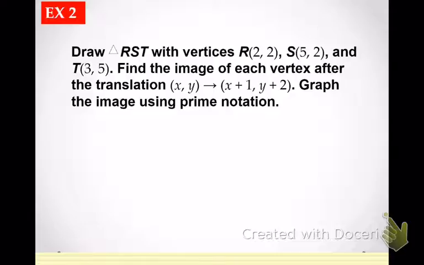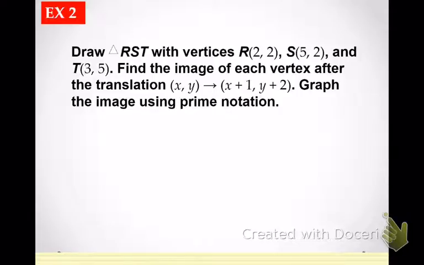Does each different shape have a different prime notation? Because in the first one it was x plus 3, y minus 1, and in this one it's x plus 1, y plus 2. Yeah, these numbers can be anything, it varies. It's just this specific example, you do that.